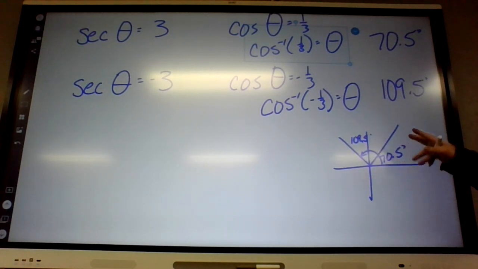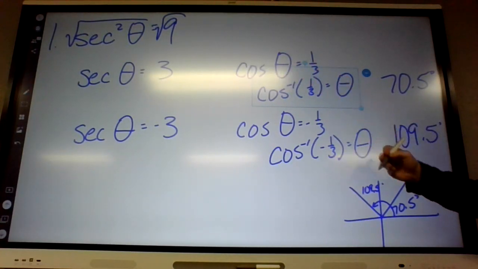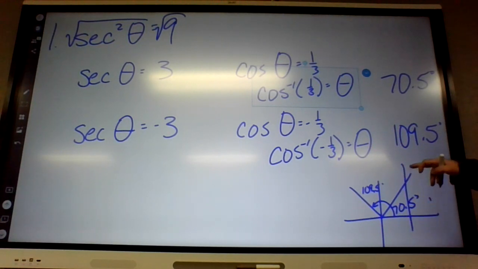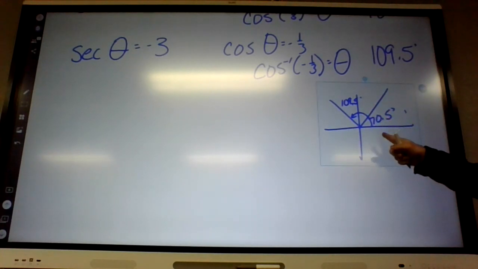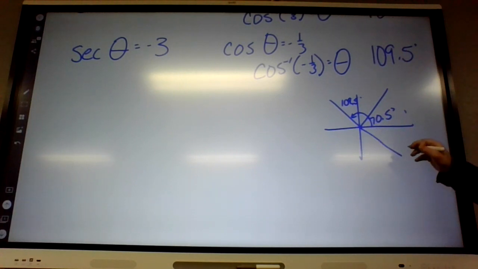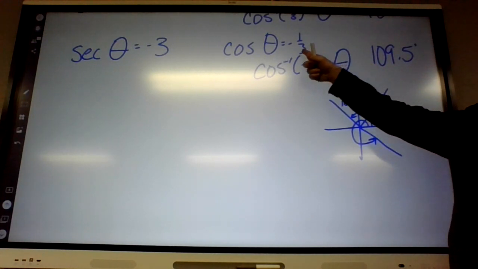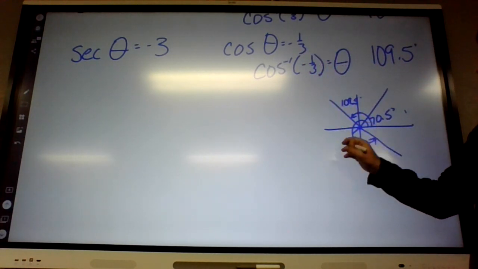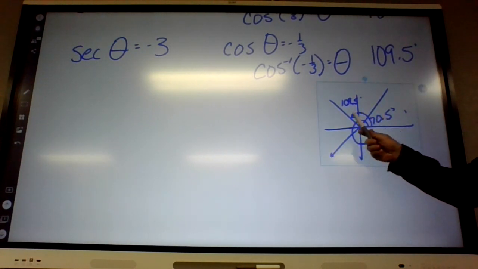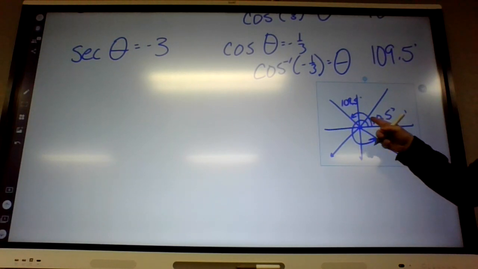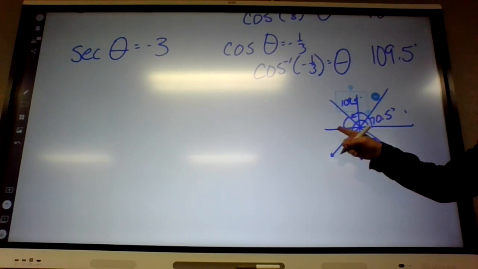Okay, but where else is cosine equal to something positive? Bottom right. Yeah, so we already got this one, so it's also positive right here. So we need a fourth quadrant angle, like from there to there. And this one is negative, so where else is cosine negative? Third quadrant. So really we need an angle in every quadrant. And they all have the same reference angle, 70.5. 109.5 is 70.5 away from 180, for example.